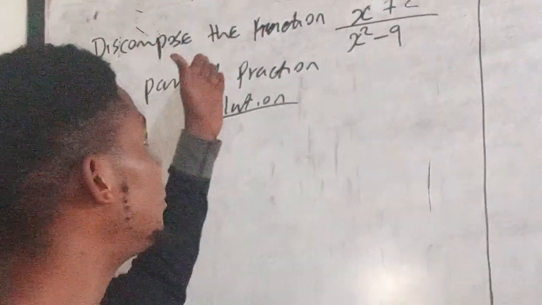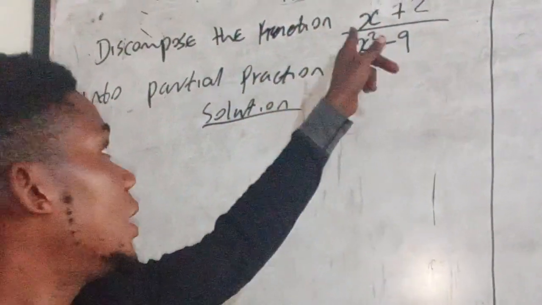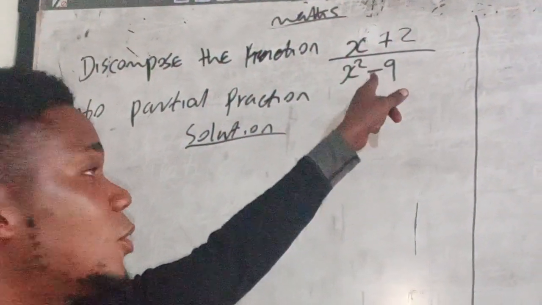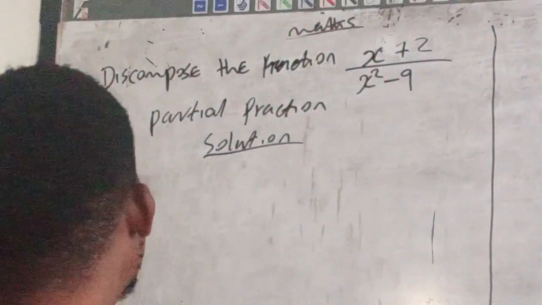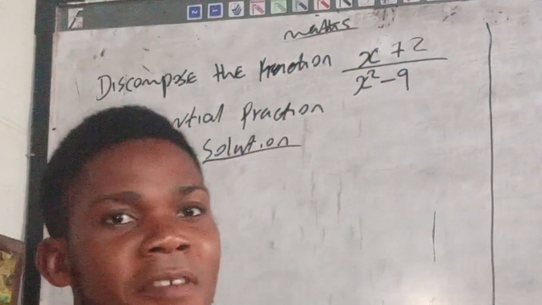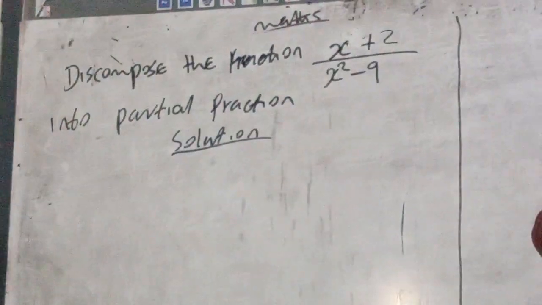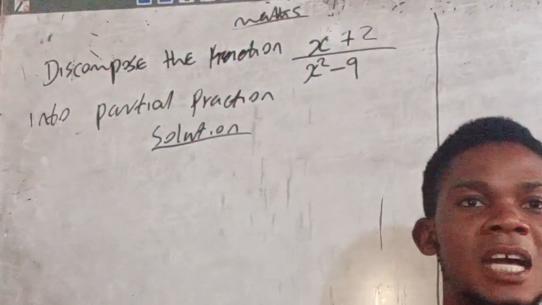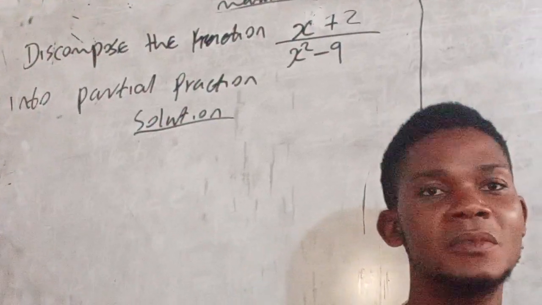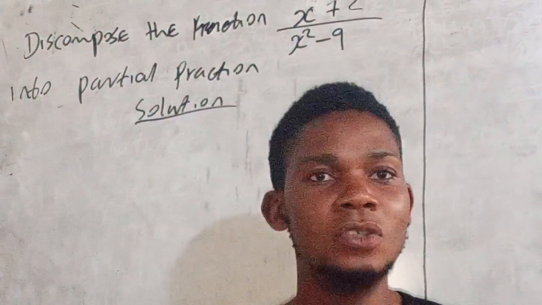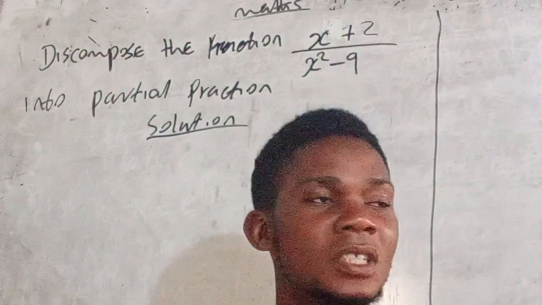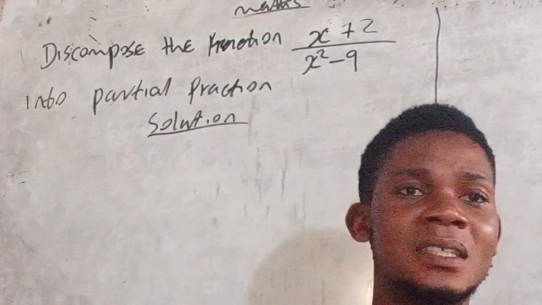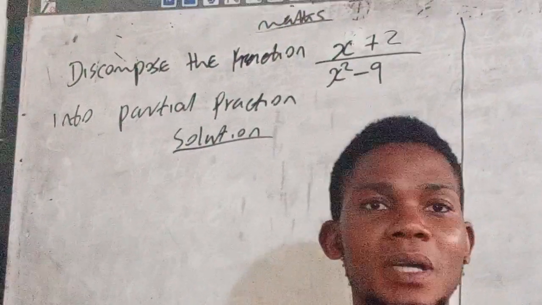Let's say we decompose the fraction x plus 2 all over x squared minus 9 into partial fractions. Before we solve the problem, we first have to interpret the problem. Like fraction, you all know what a fraction is. It's talking about a number that is divided by another number.